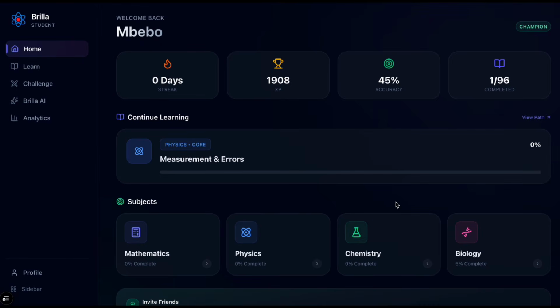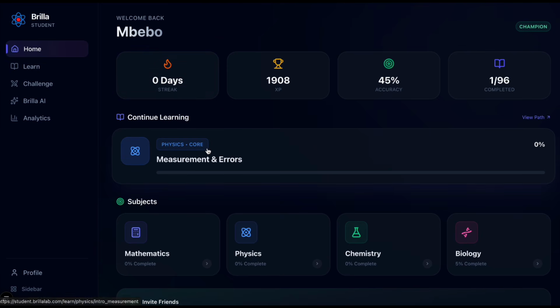So I'm going to walk you through the Brilla Student app. My name is Nbebo. I was an NSMQ 2020 finalist, and Brilla Lab is an initiative that is meant to help students prepare for the NSMQ. The idea is to make the NSMQ preparation easy, straightforward, and accessible to every student.